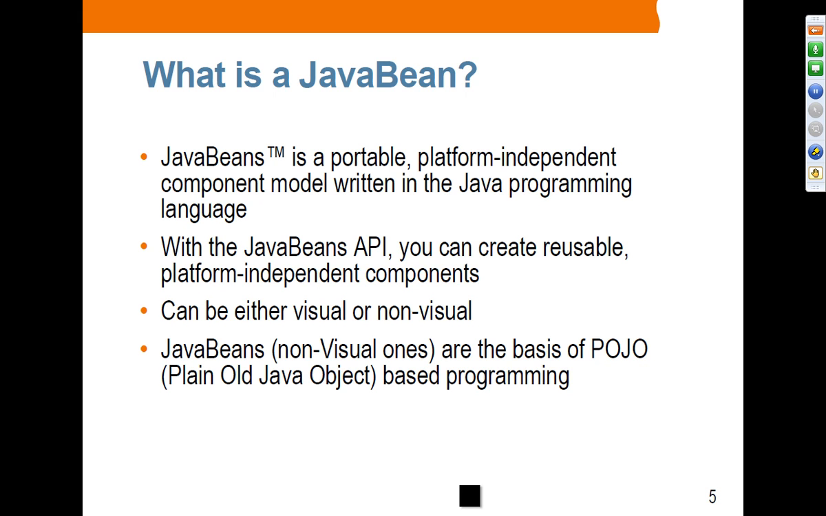POJO, I'm not sure whether you have heard this term. POJO stands for plain old Java object-based programming model. By building your application based on the POJO-based programming model, basically you can take advantage of all the object-oriented programming concepts, such as encapsulation, inheritance, and polymorphism in your application, whether that application is a standalone Java SE application or an enterprise application. If you don't understand this particular bullet item, POJO, don't worry about it. It's not that important to understand JavaBean for now.